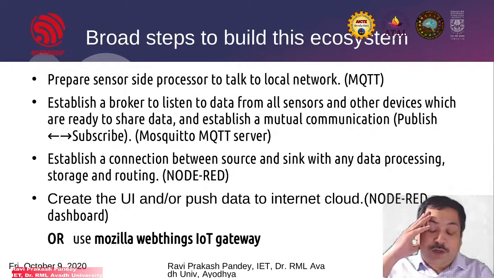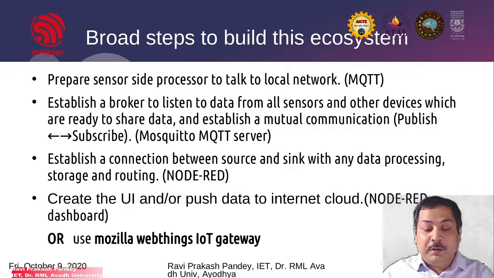Sorry, first of all I will outline the steps involved in making an IoT product. So steps would be organized like this. You have to prepare your sensor side processor to talk to the local network where your message broker would be situated. So this is the first step. Then the second step would be to establish a broker to listen to data from all sensors and other devices which are ready to share data.